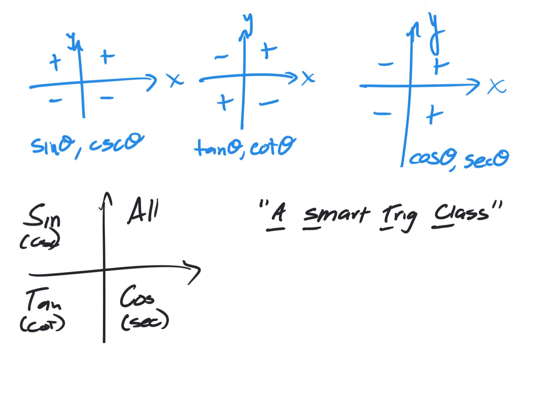And then the other mnemonic device is all students take calculus. And again, this is A for all, students, sine, take for tangent, and then calculus for cosine.